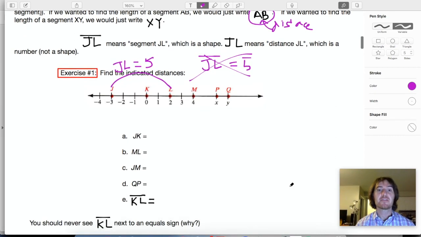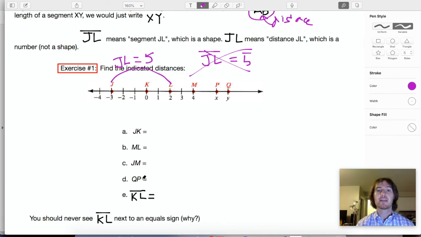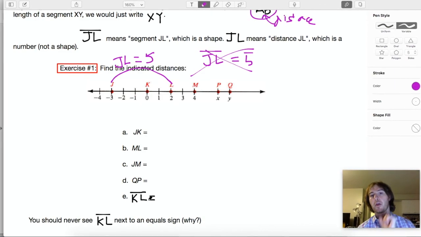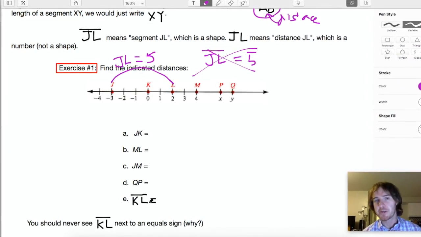That being said, let's find the distances here. Take a second, try to get these ones done. We'll fill in the answers. Give this one a shot. Ready, set, go. What is length JK? What is length ML? And so on and so forth. 45 seconds, and then we'll go over the answers. Ready, set, go.